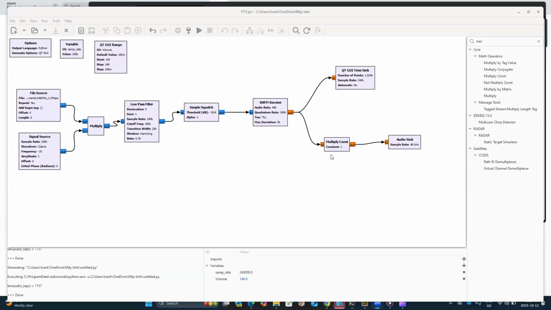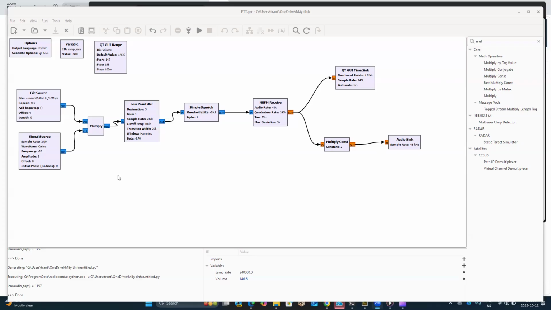The second output is multiply const. So the multiply const block is going to amplify the demodulated audio by a factor of 2 for a better volume. That's why I set the constant to 2 here. It's going to give the output to the final block, that's the audio sink. So the audio sink is going to send the final demodulated and amplified audio to your computer speaker.